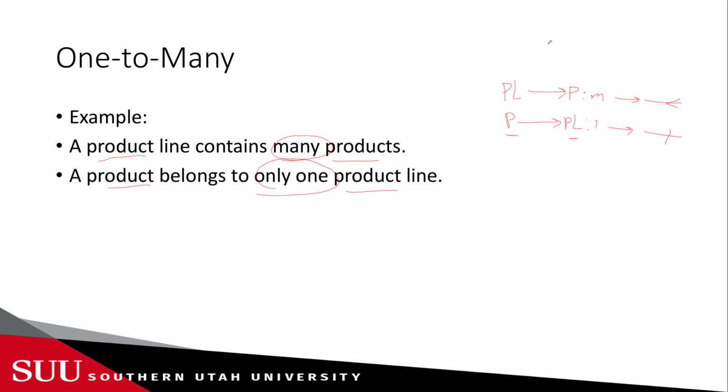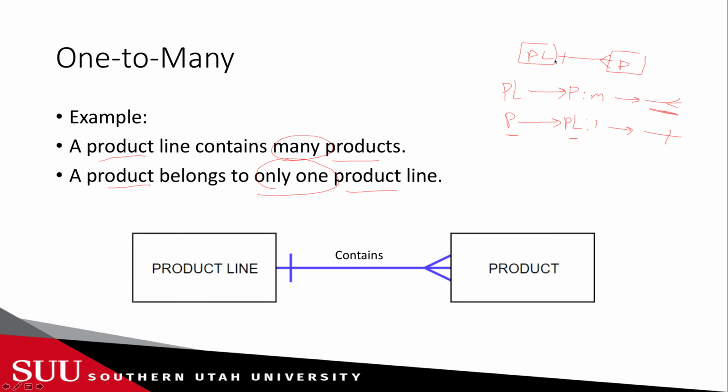So when I draw this, I will have product line, and if I'm going from product line to product, as I analyzed, I will have the Crow's foot in here. And if I'm going from product to product line, we said we'll have just a bar, and this should be my final ERD.